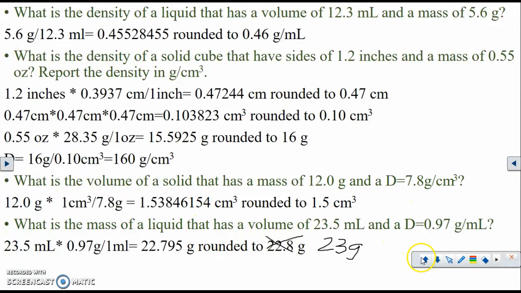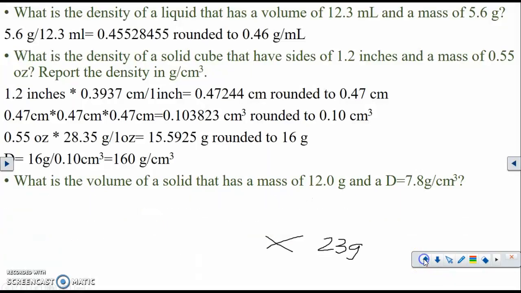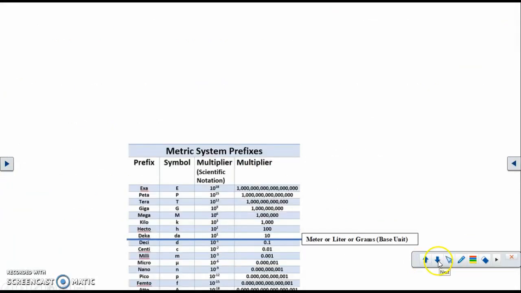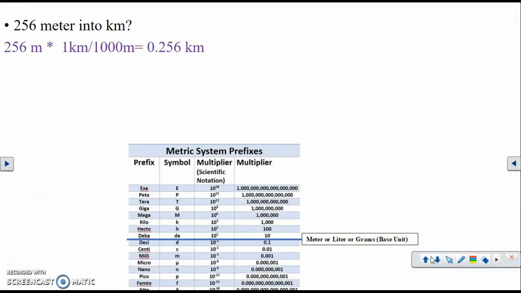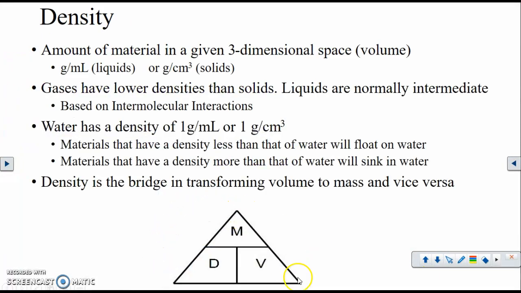So the main takeaway here, everyone, is to remember how to use the density pyramid. If you know how to use the density pyramid here, you should be all set, okay? This is the main key for these density calculations. And again, if you're looking for density, you cover density, that's just mass over volume, and so on and so forth. This is going to be important in the succeeding chapters, so make sure that you work through some of these problems.